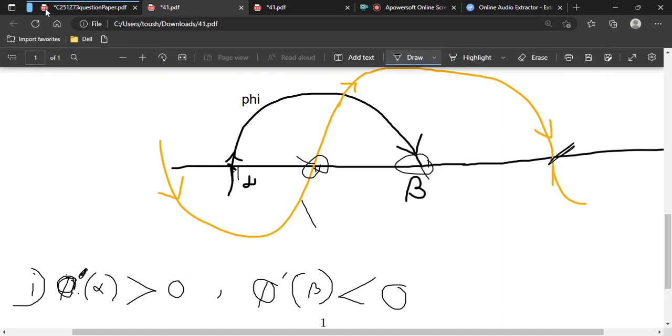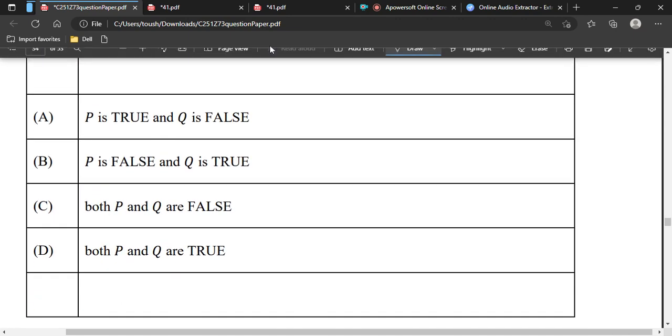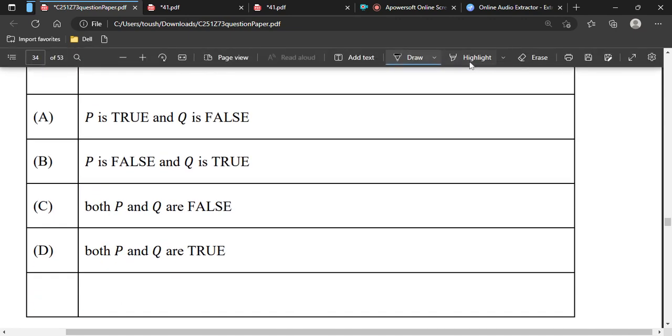I hope you understand the video. So what is the right answer to the question? The right answer is C. C says that both the options are false, so C is the right answer.